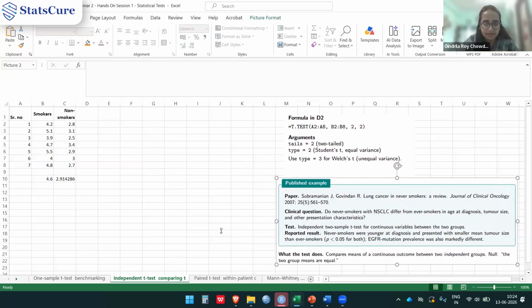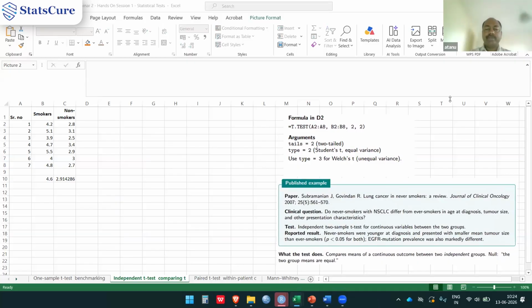Show. Yes. Akash, stop sharing, then Oindrila can start sharing.